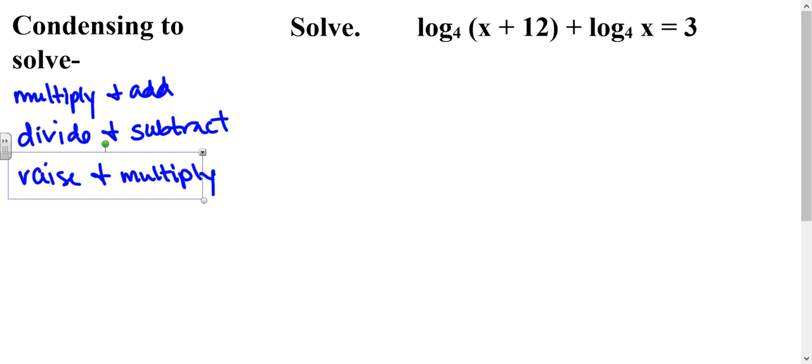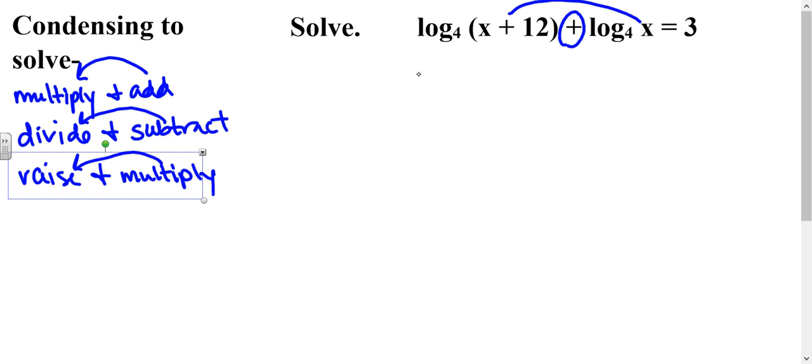Okay, so the first part is what is happening with the numbers next to the logarithm. And the second part is how the logarithms are separated. Well, our logarithms are already separated, so we're really going backwards. So if they're added, we're going to multiply. If they're subtracted, we're going to divide. If they're multiplied, we're going to raise. So in this case, they are separated by addition. So we have to multiply x times x plus 12.